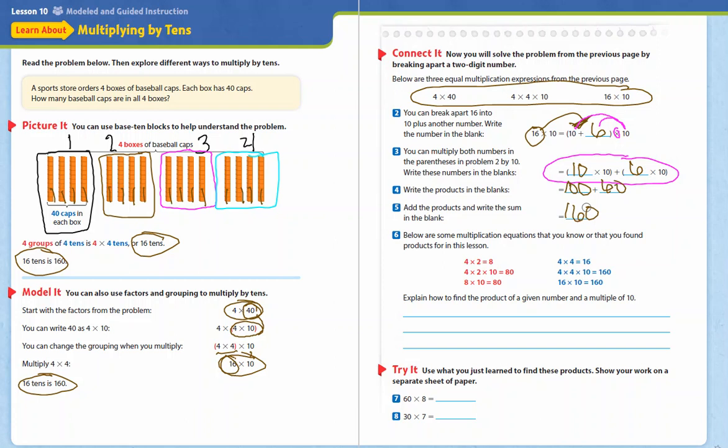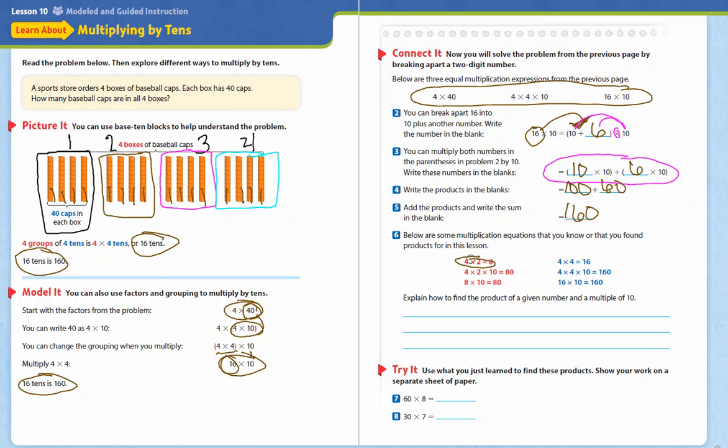So now number 6, it states, below are some multiplication equations that you know or that you found products for in this lesson. Explain how to find the product of a given number and a multiple of 10. Basically, you can think of the multiple of 10 as a whole number times 10. In our first one in the red, it's 4 times 2. The 4 times 2 right here equals 8. So you can do 8 times 10, which equals 80.